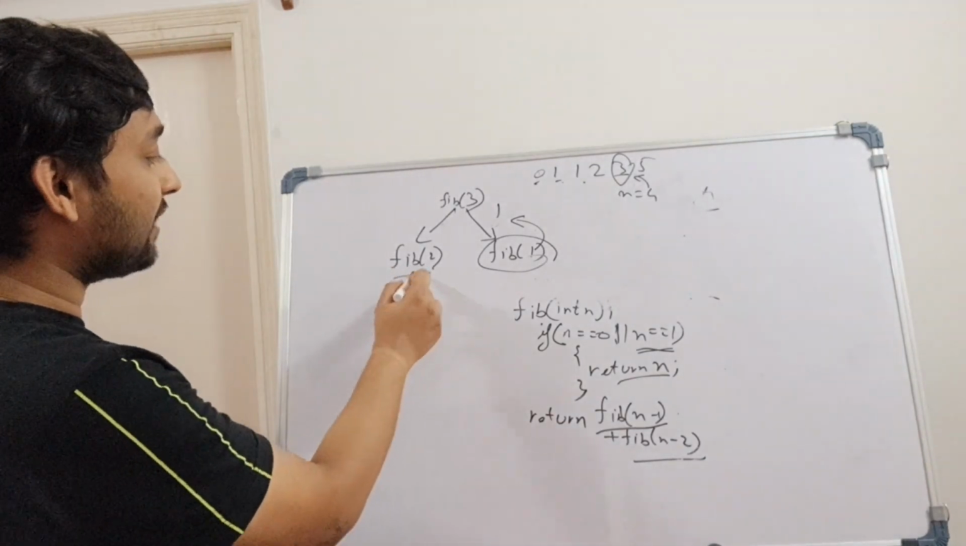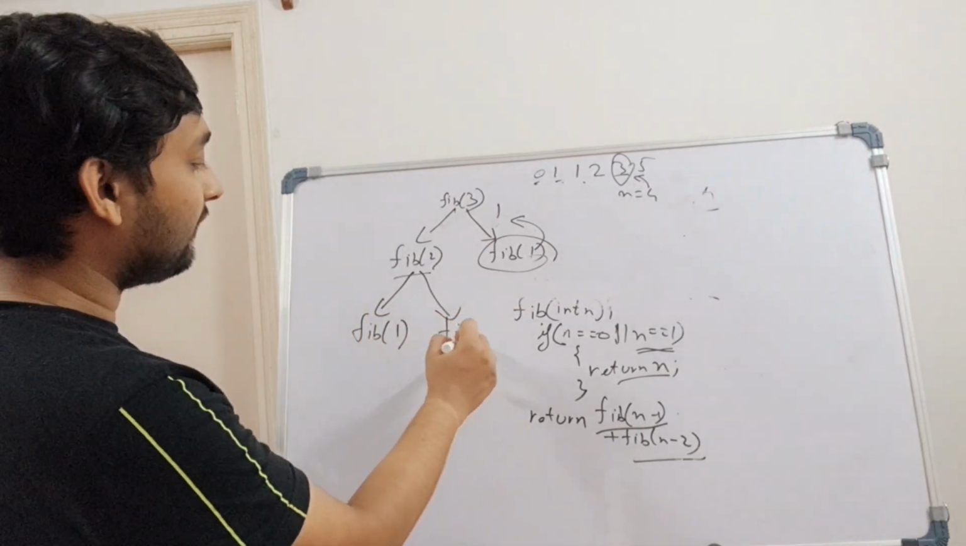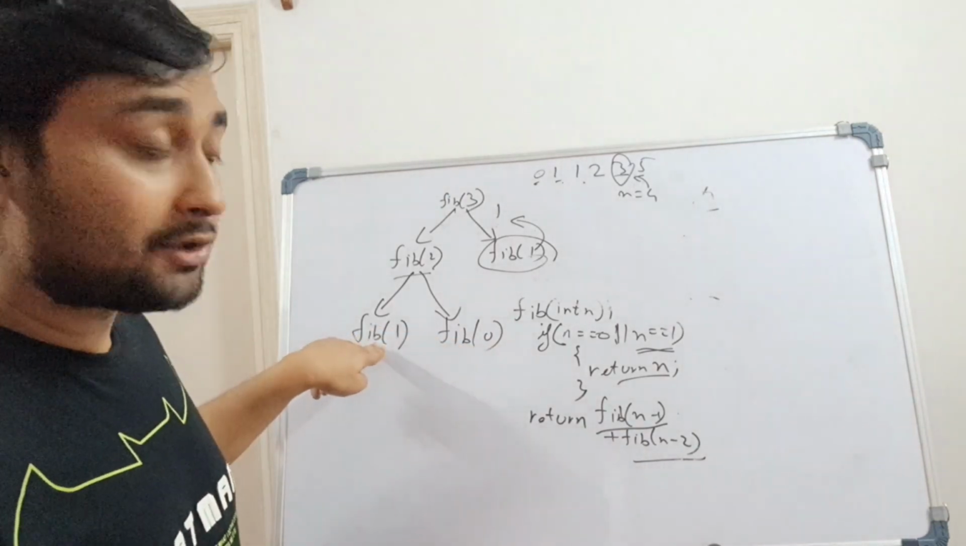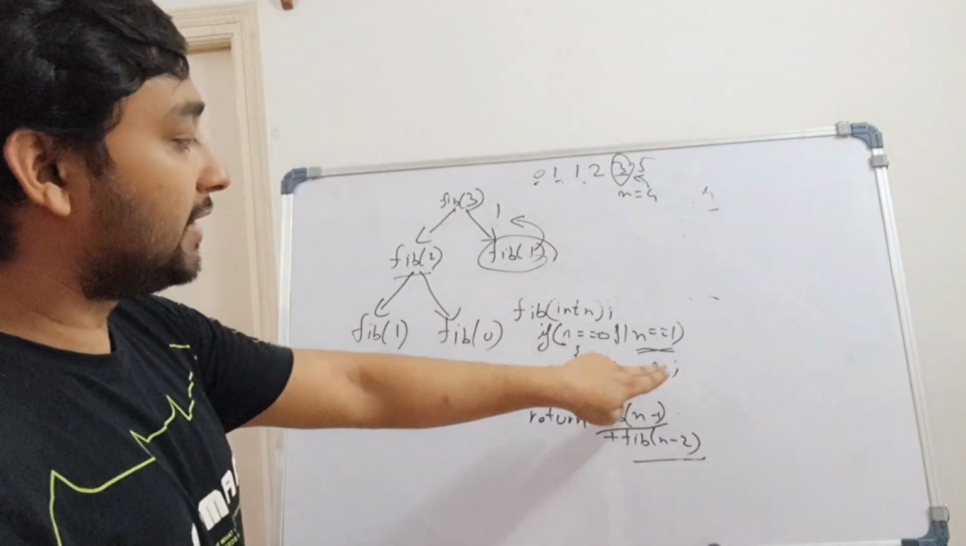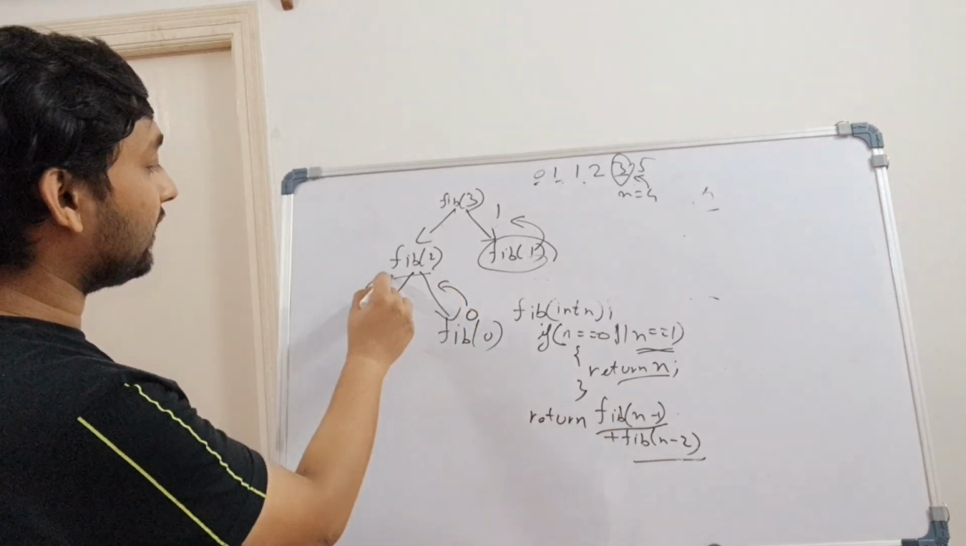It will still be broken into two parts, right? Fibonacci of 1 and Fibonacci of 0. What are 0 and 1? We have hit our base case scenario, right? So for 0, we will return 0. For 1, we will return 1. So it will return me 0 and here it will return me 1.